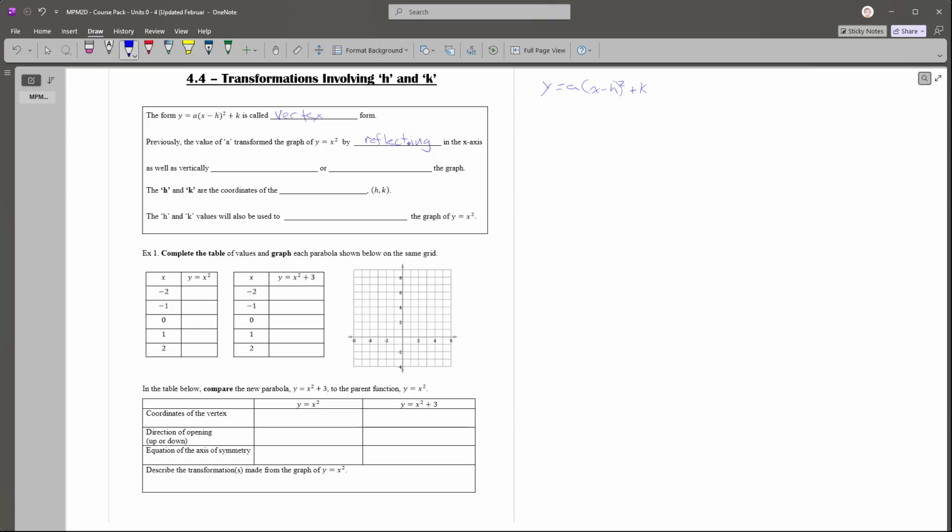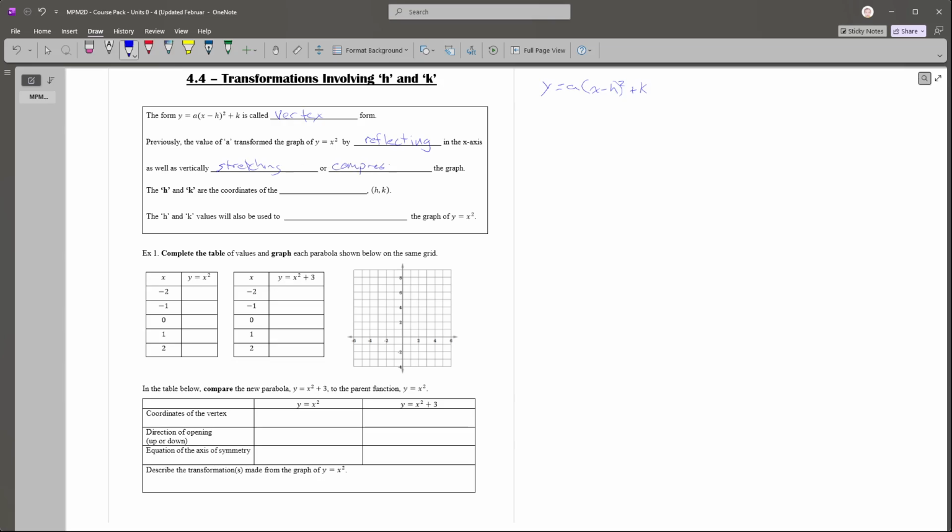The next thing it told us was how much it is going to stretch or compress the graph vertically. So imagine you grabbed a hold of one of the points on the y is equal to x squared relation, and you either stretched it by pulling it up or you compressed it by pushing it down. And that's what we mean by vertically stretching or compressing.